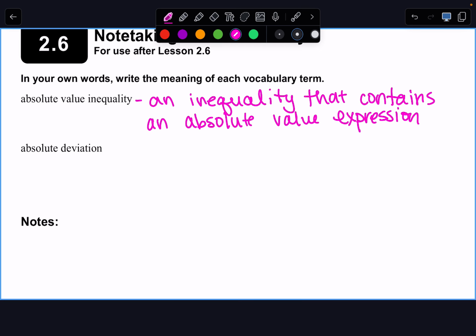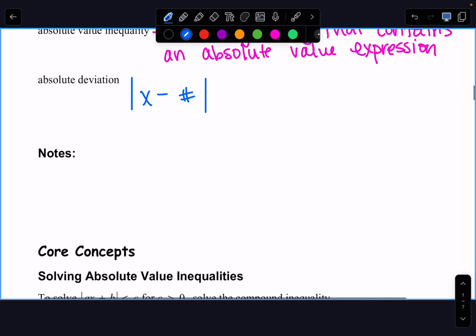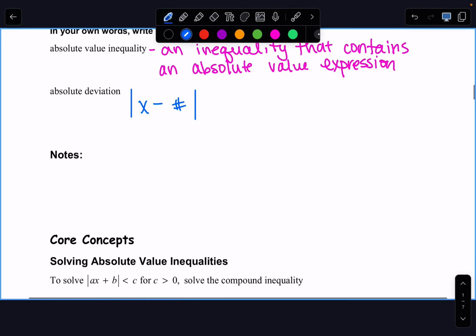Okay. If we ever refer to the absolute deviation, that basically means this right here: x minus a number with the absolute value. Okay? We just put x minus n.